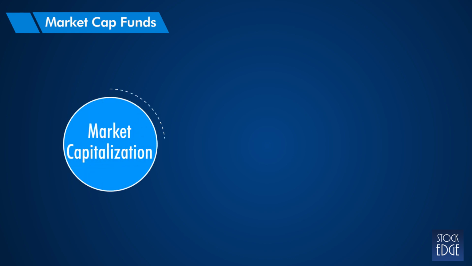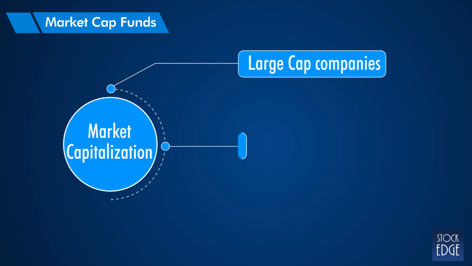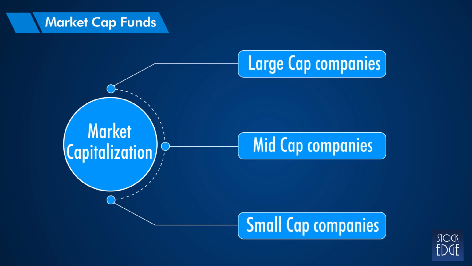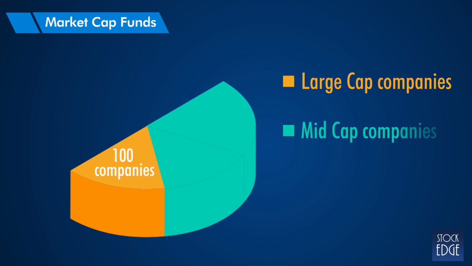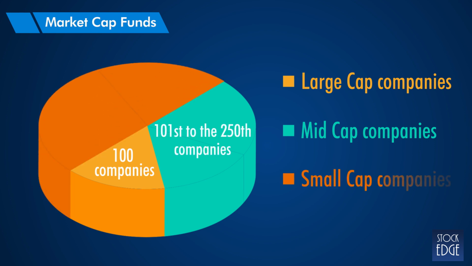As per SEBI guidelines, companies are categorized on the basis of their market capitalization in three types: large cap companies, mid cap companies, and small cap companies. Large cap companies are the top 100 companies in terms of market capitalization. They are the 100 largest companies in terms of their market size. Mid cap companies are those that come between the top 101st to the 250th position. Small cap companies are all the remaining companies that come below the 251st position.